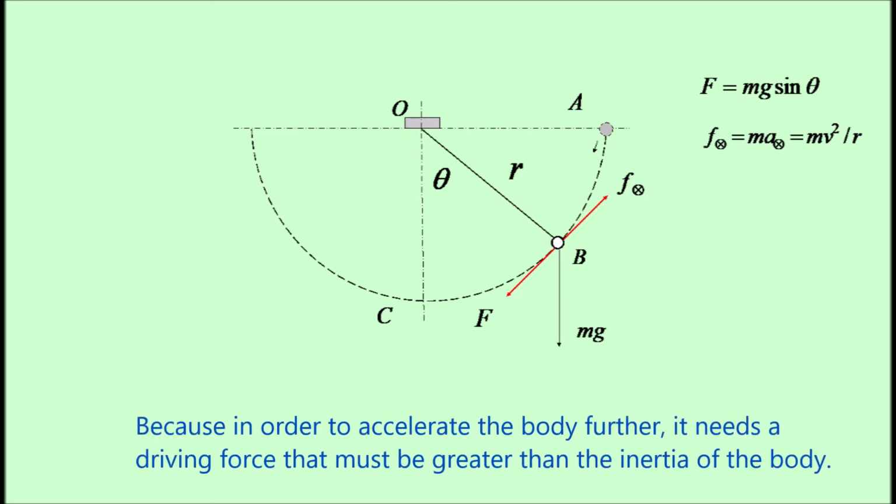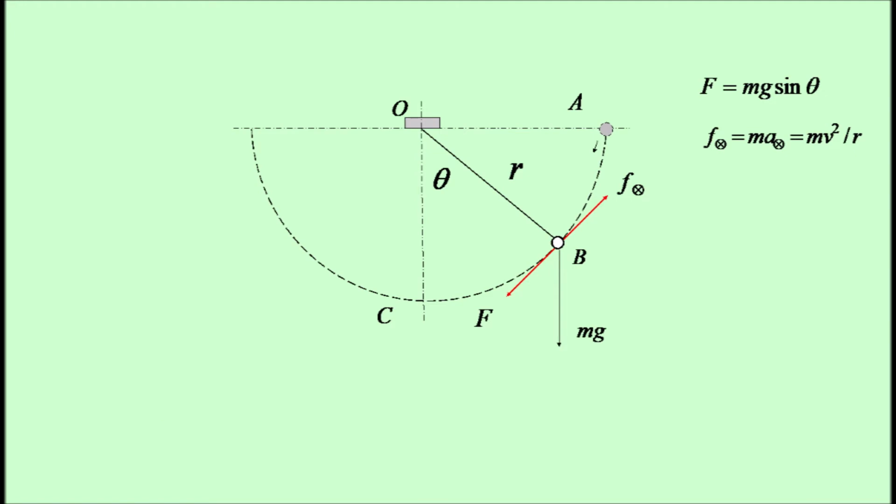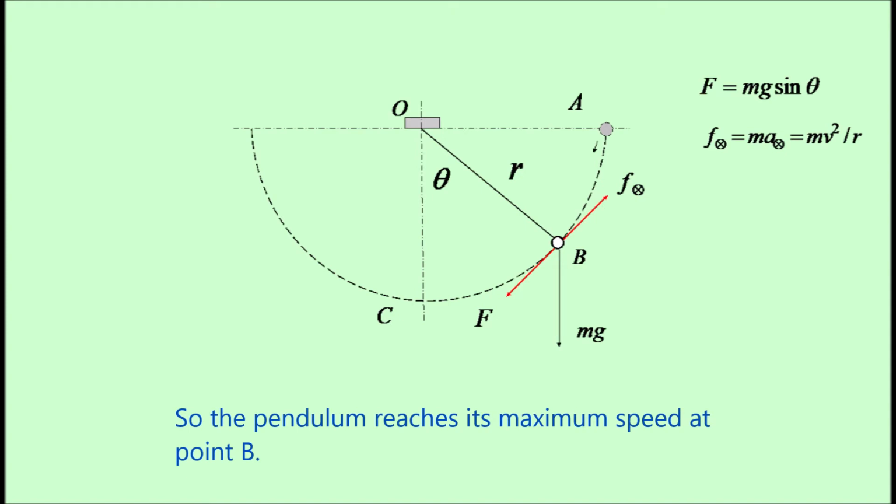Below point B, the driving force F is smaller than the inertial force. Because in order to accelerate the body further, it needs a driving force that must be greater than the inertia of the body. Therefore the pendulum cannot be accelerated any further and the speed remains unchanged up to point C. So the pendulum reaches its maximum speed at point B.